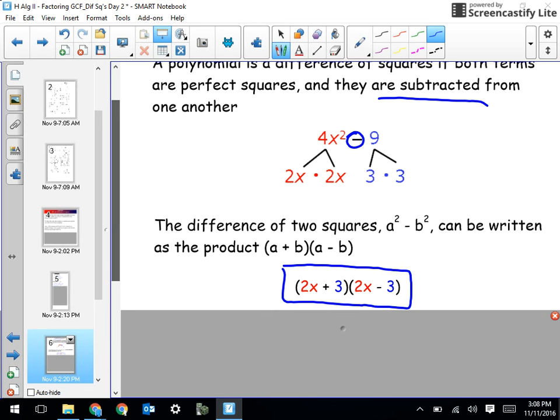So basically, you take the square root of your first term, the square root of your second term, put a plus sign, put a minus sign. That's pretty much it. Let's practice it.